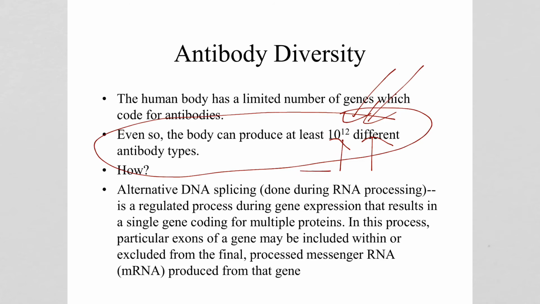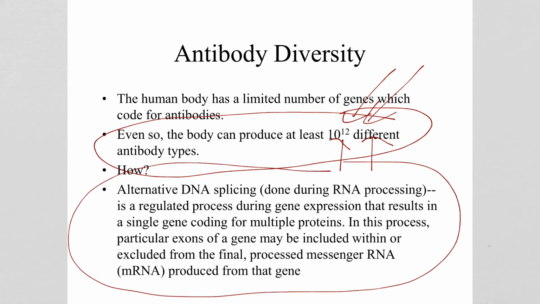The main way that happens, the main way it's possible, is by something called alternative DNA splicing. This occurs between transcription and translation. It's a process called RNA processing, and this is essentially when, during gene expression, it results in a single gene being able to code for many different proteins.